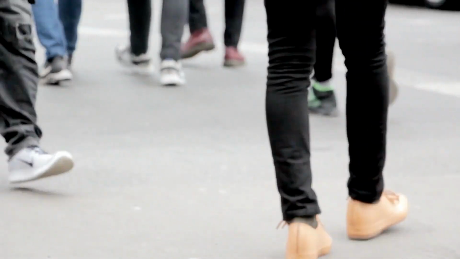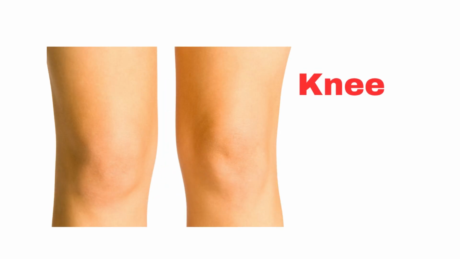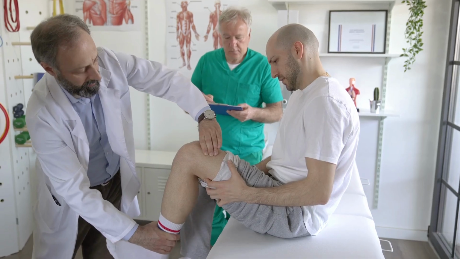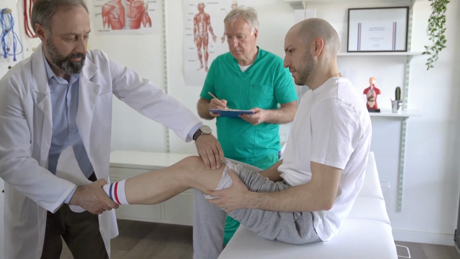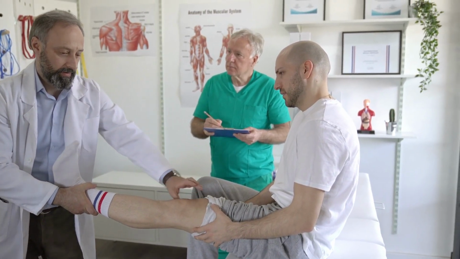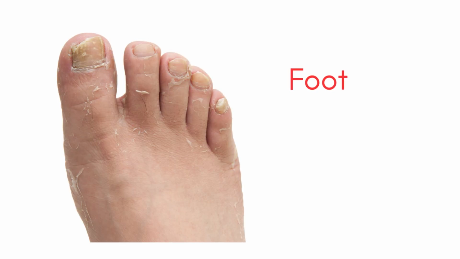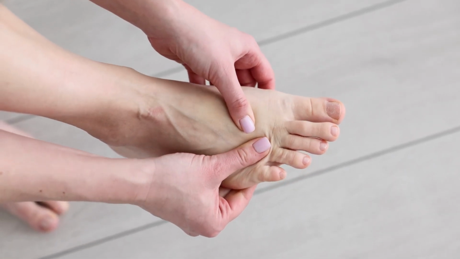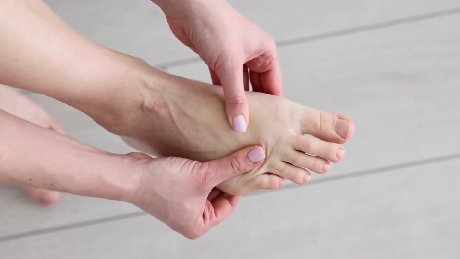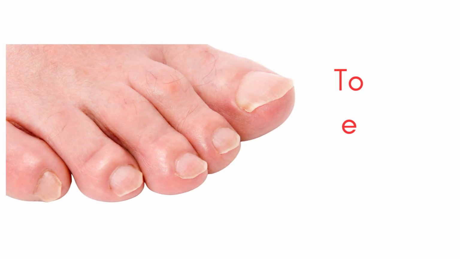Legs help us walk, run, and jump around. Knee. Your knee lets your leg bend and move. Foot. Your feet help you stand, walk, and dance. Toes help you balance when you walk.